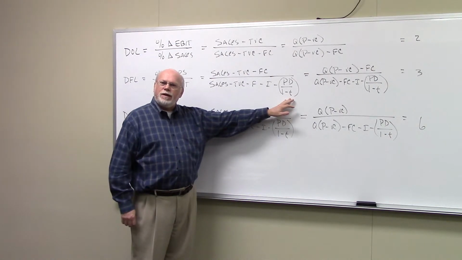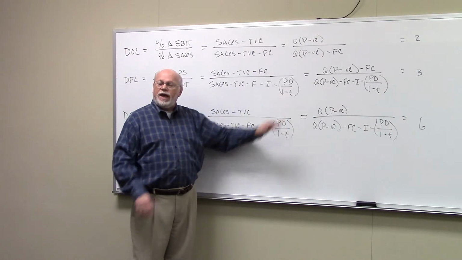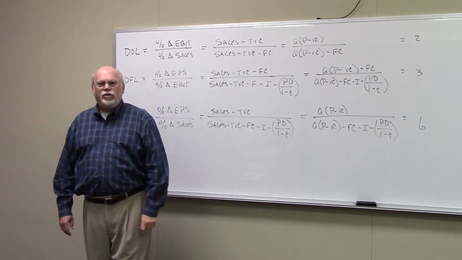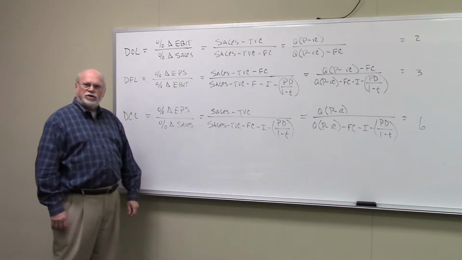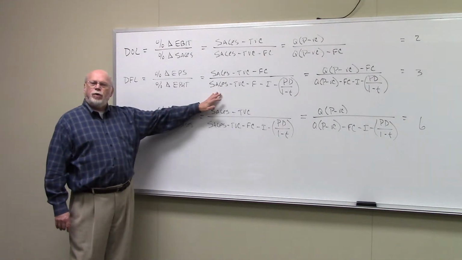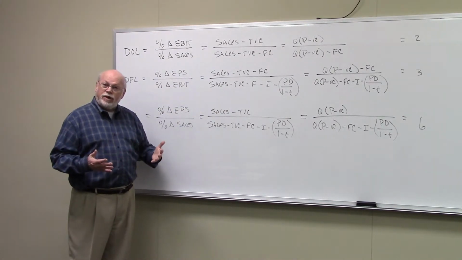Remember this little preferred dividends divided by 1 minus the tax rate we did in a previous video. Again, that tells you the earnings you need pre-tax to pay the dividends on your preferred stock. And this is how we would calculate the degree of financial leverage if we had financial data.